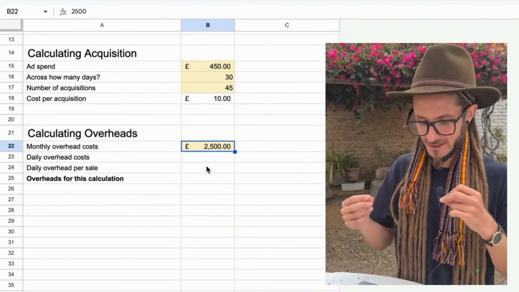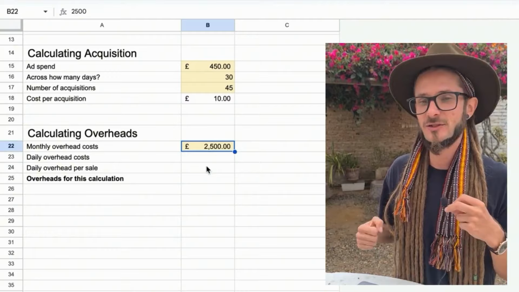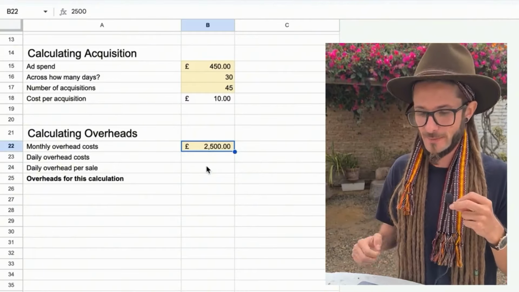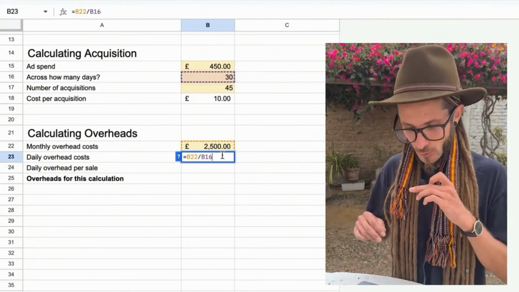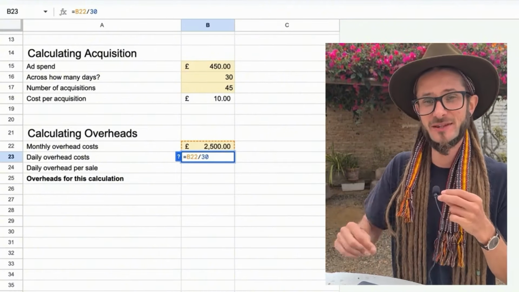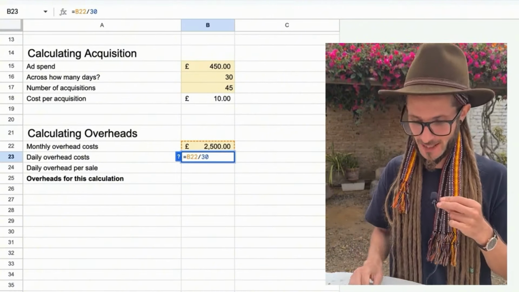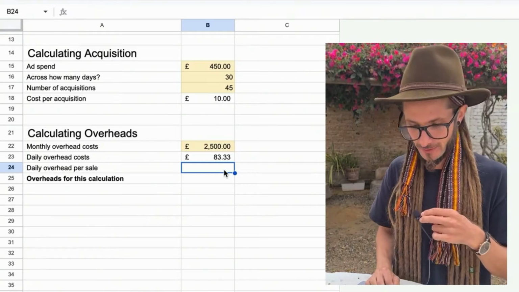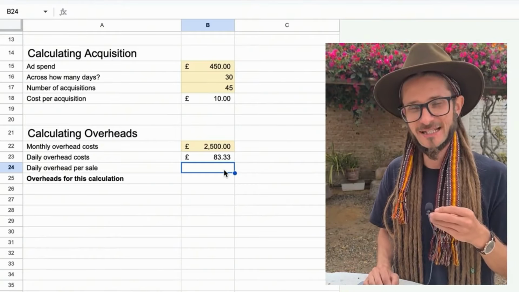Okay, so for example, within this business example, it's going to cost the whole business £2,500 to run the business for a month. Okay, so the field underneath is an automatically calculating field that's taking the monthly cost and dividing it by 30 so that we know the daily spend. Okay, so we're going to add that in there. It's 83.33. And then we're going to look at the daily overhead per sale.